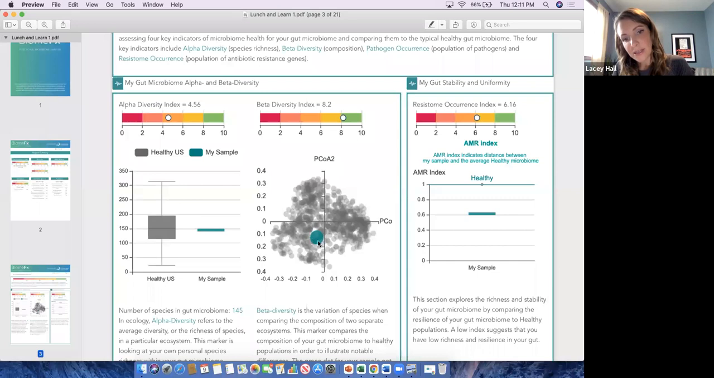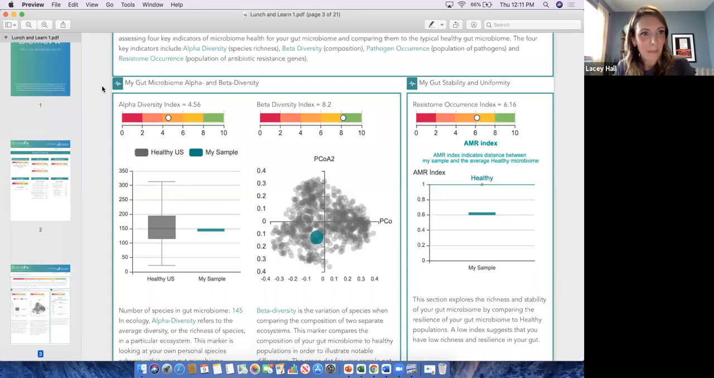So we're looking at this green dot, and what we want is the green dot to be in the dark cluster. That's going to indicate a similarity. Now, 8.2 is not bad. It's pulling away just slightly. So there's a lot of detail management that we're going to talk through. And there are some problems in this report, but it's not so bad that we're looking at true inflammatory bowel diseases or anything that's too severe.